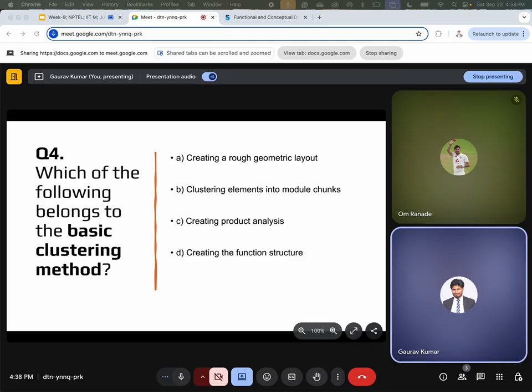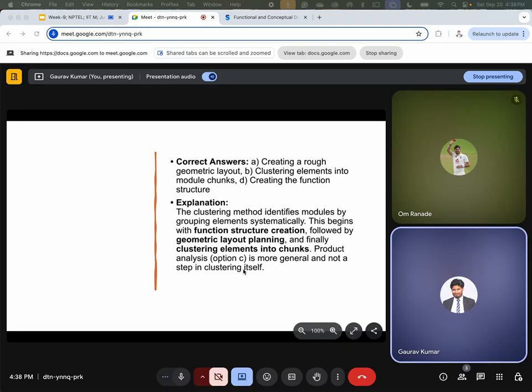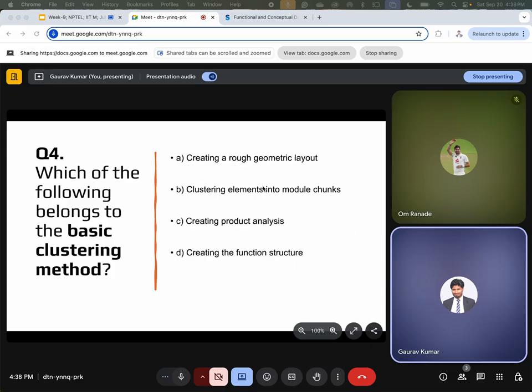Okay, so the right answer for this question is option A, B, and D. A, B, and D. Okay.